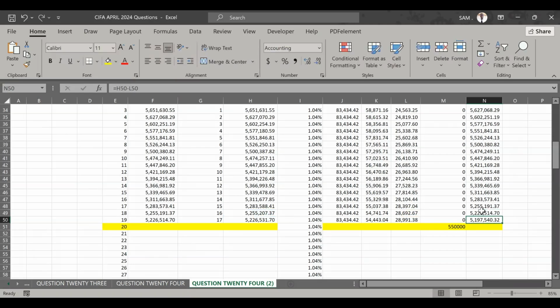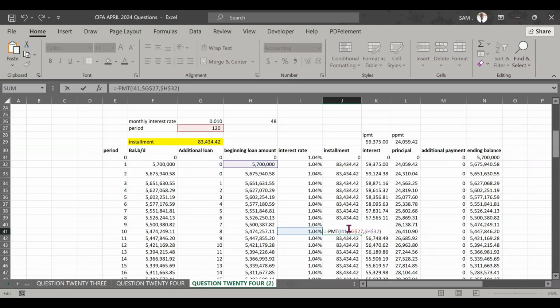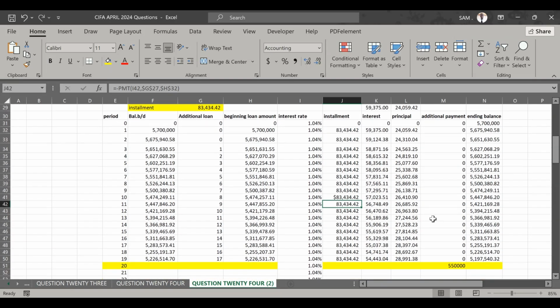I'm just confirming if everything has taken, if it has picked the formulas the way it should. We don't have any additional payments up to that point. Good. Let me see. Okay, it has referred to that. I think we are okay up to that point. We are good.